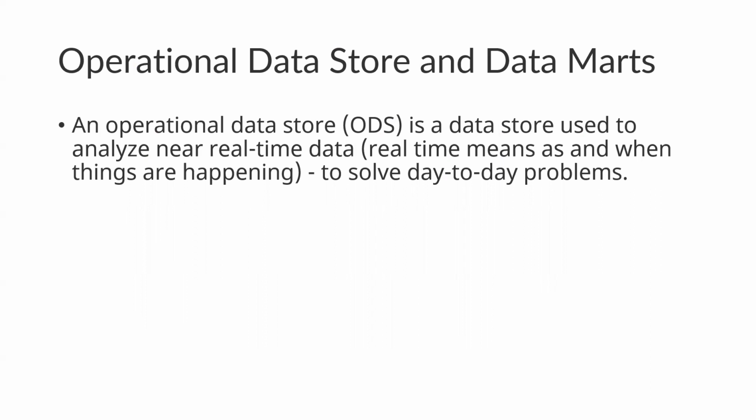So as soon as new data comes to the data warehouse, I need to refresh the charts as well. Whatever source information I'm receiving from the source system, my data should be refreshed quickly, at the same time. That is done by the ODS, operational data store. So ODS is a data store used to analyze real-time data. Real-time means as things are happening. It can be done by solving day-to-day problems quickly.